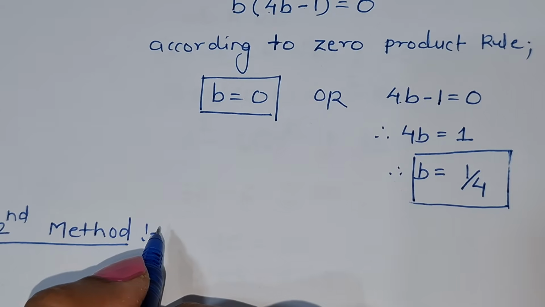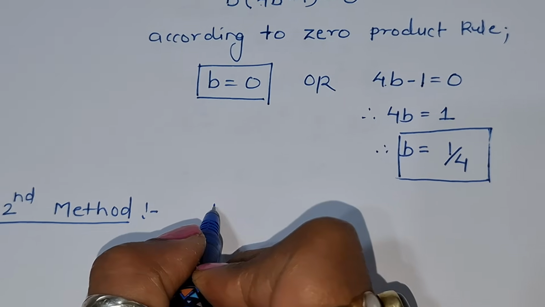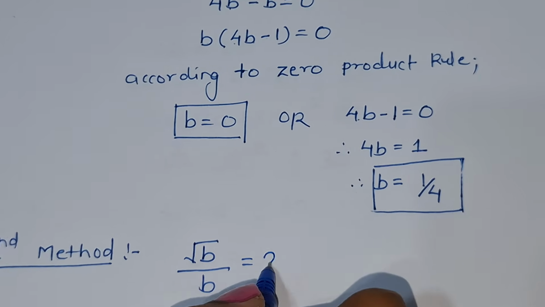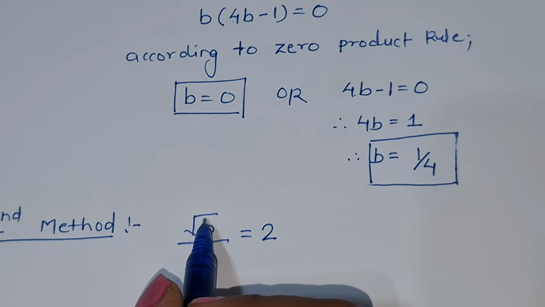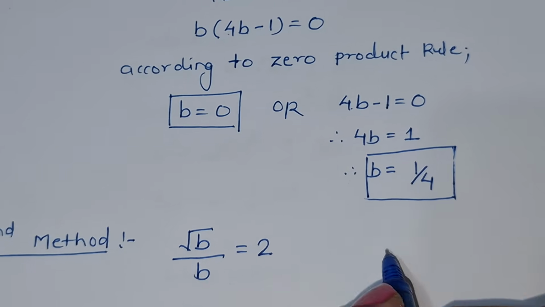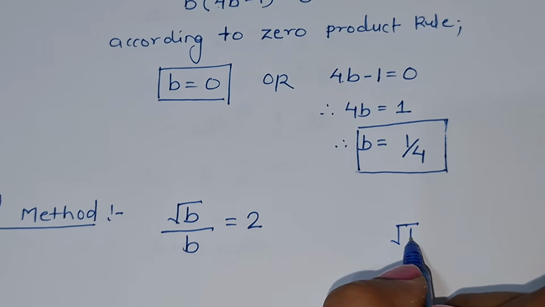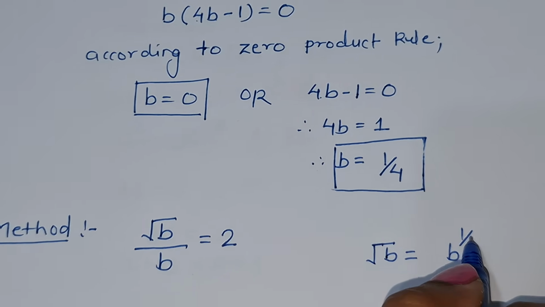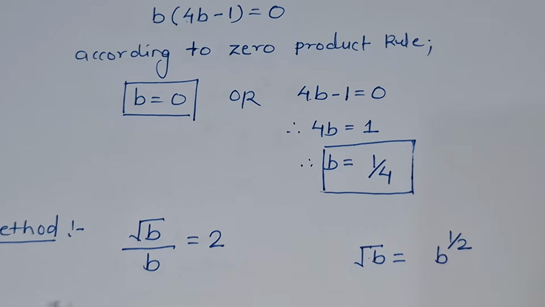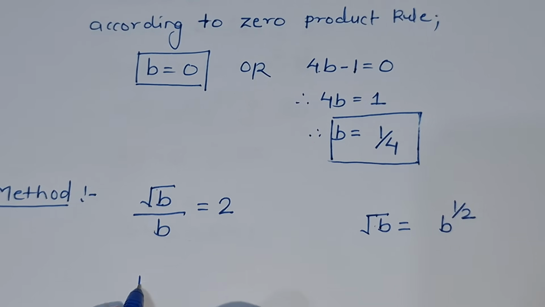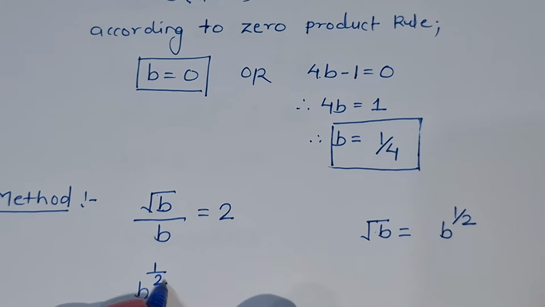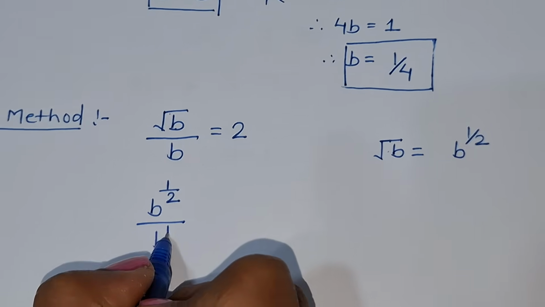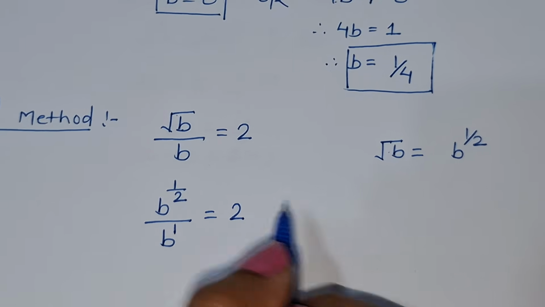Second method. The question is square root of b divided by b is equal to 2, right? So square root of b we can write as b power 1 by 2, because square root is power 1 by 2. So we can write b power 1 by 2 divided by b. Here the power 1 is already present, so b power 1 is equal to 2.